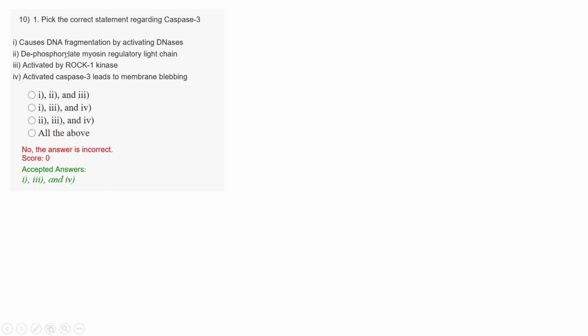Anyways, so is this option correct? Dephosphorylate myosin light chain. We'll see. The third option is activated by ROCK1 kinase. Is this correct? Activated by ROCK1 kinase. And then activated caspase leads to membrane blebbing. So this is correct. Activated caspase leads to membrane blebbing. Options 1 and 4 are correct. And if you go through the options, then 1 and 4 are only available in the second. The second option is correct, and it tells the third option is also correct, activated by ROCK1 kinase.